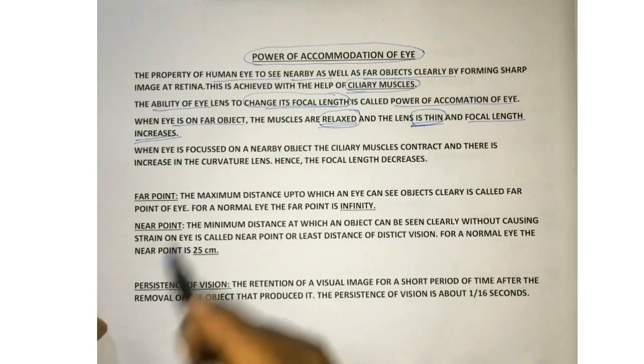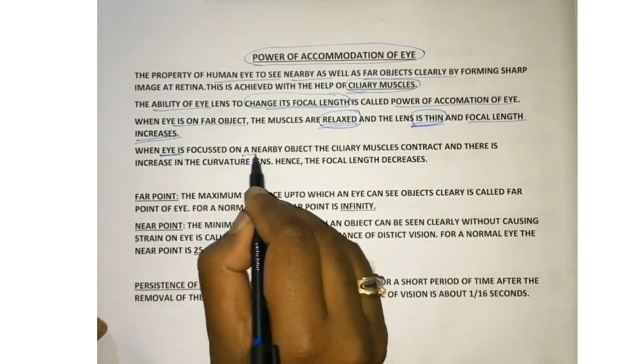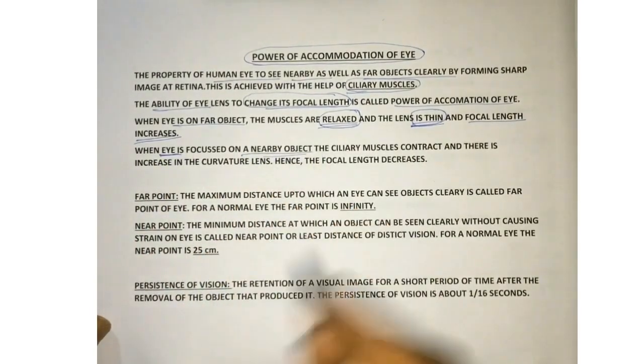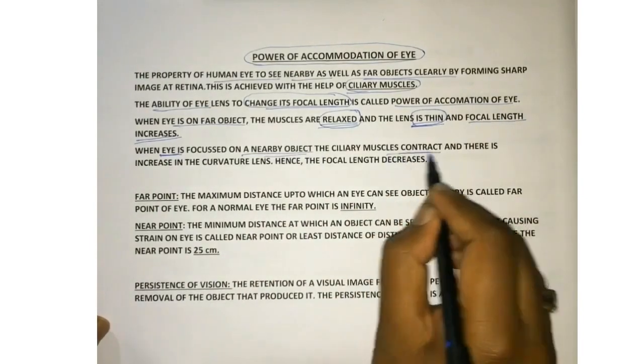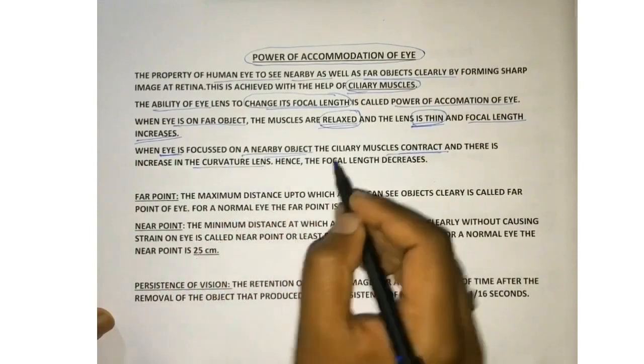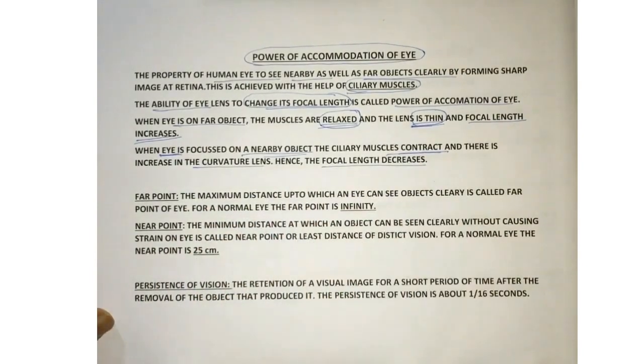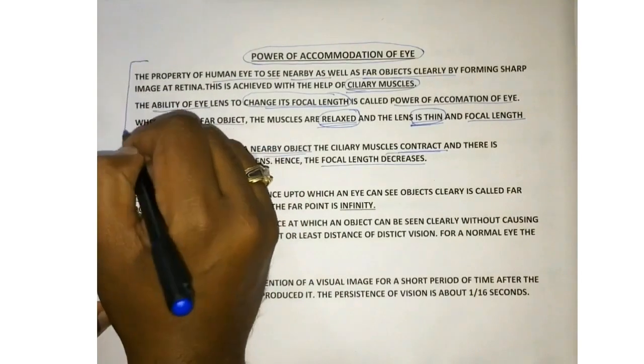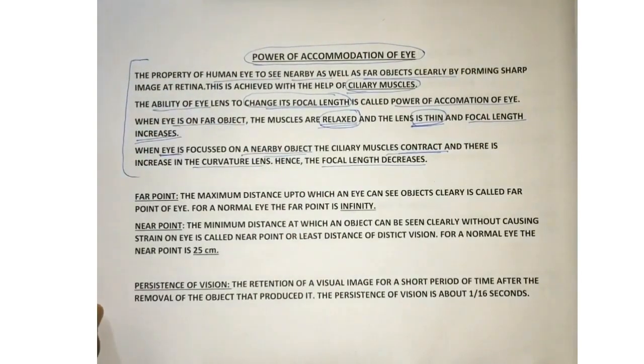Clear? Now if the eye wants to see a nearby object, the ciliary muscles contract and the curvature of the lens increases, hence the focal length decreases. So it can see nearby objects clearly. This is the concept of power of accommodation.